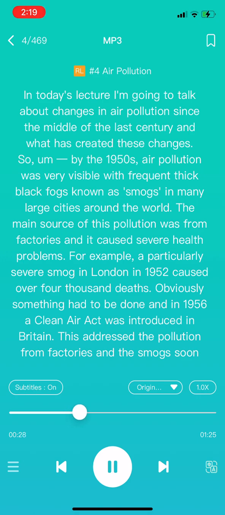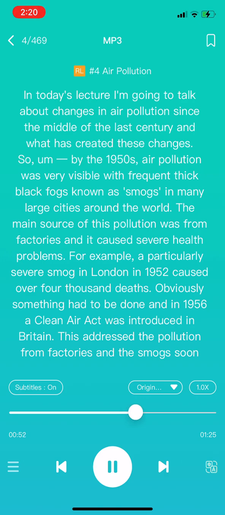For example, a particularly severe smog in London in 1952 caused over 4,000 deaths. Obviously, something had to be done, and in 1956 a Clean Air Act was introduced in Britain. This addressed the pollution from factories, and the smog soon disappeared. However, as you know, these days air pollution is still a big issue.